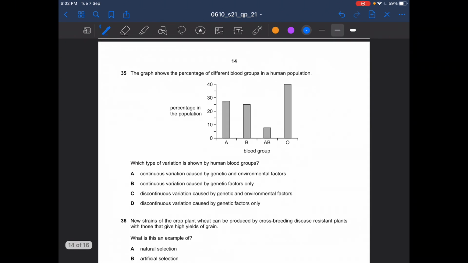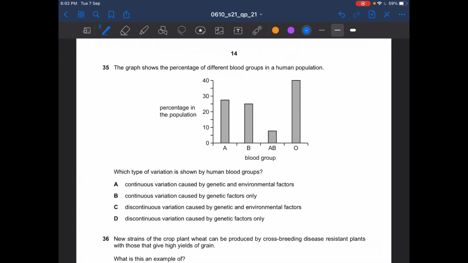Next question, the graph shows the percentage of different blood groups in a human population. Which type of variation is shown by human blood groups? So this is a discontinuous variation, so can't be A, can't be B, and human blood group is actually caused by genetic factors only, so the answer is D.